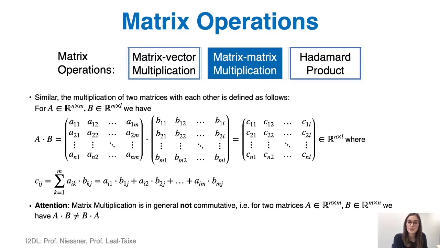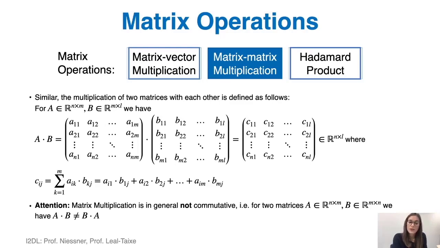And the multiplication is now given by the multiplication between A and B, between these two matrices, where the outcome is again a matrix of dimension n times l, and each element in the outcome of this multiplication is essentially just the dot product between one row in the matrix A and a column in the matrix B.